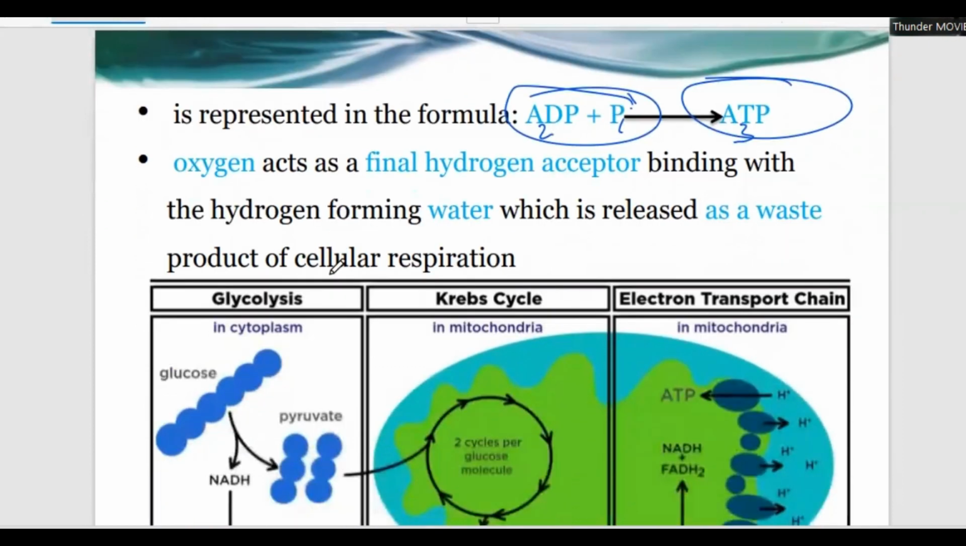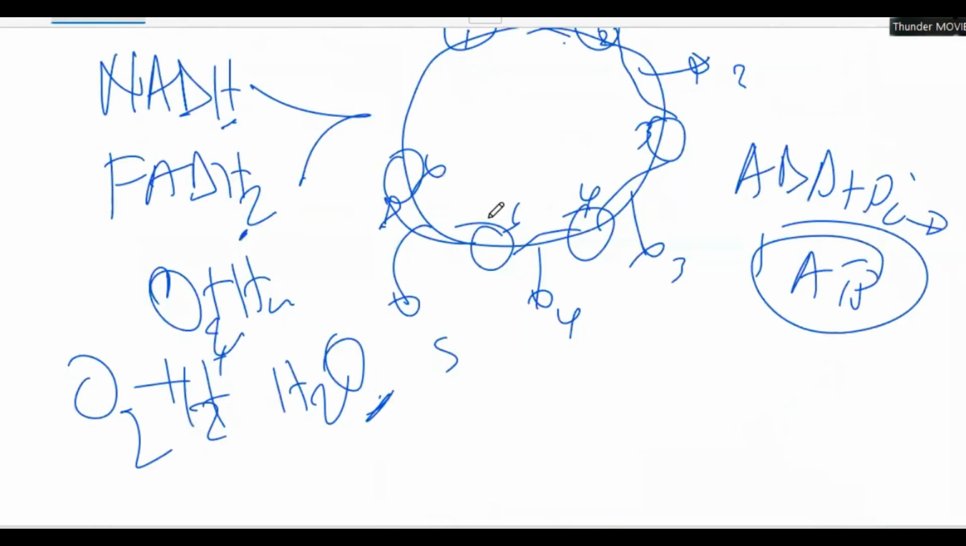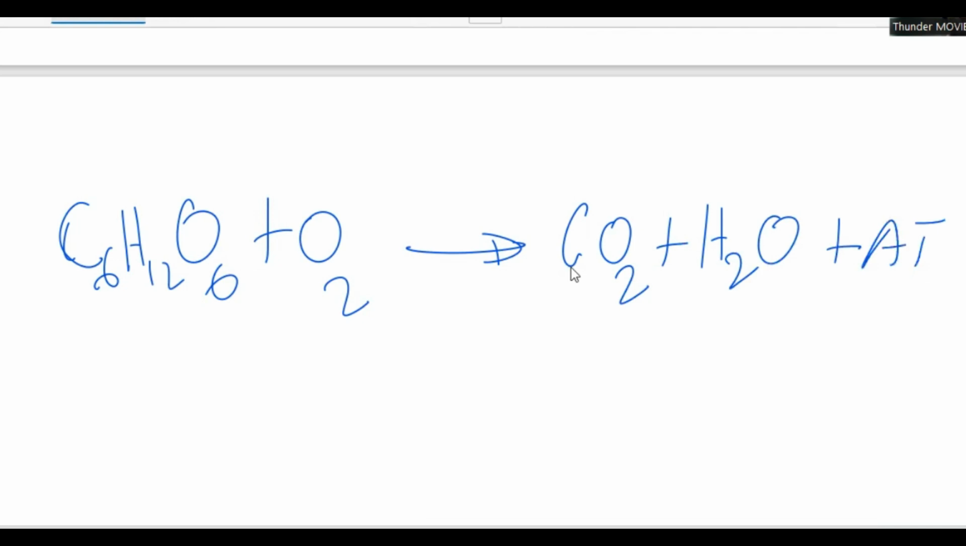All right. So what happens? The hydrogen forming water is released as a waste product of cellular respiration. Basically, the water molecule is released, but is acting as a waste product, or we can say a byproduct. And let me remind you, don't forget I said that you have glucose plus oxygen, you get carbon dioxide plus water plus ATP.